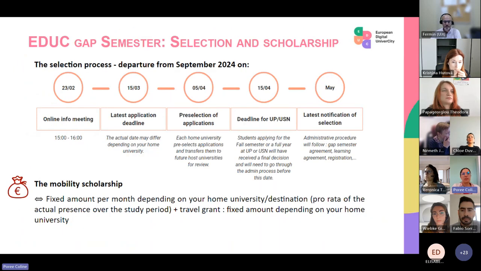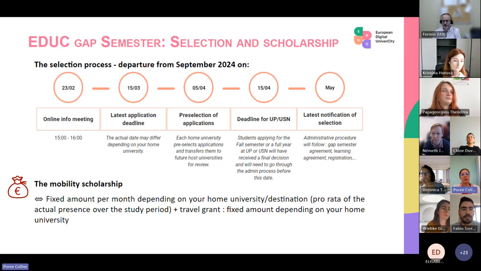Now, regarding the process and the dates, the timeline of the application. So today is the 23rd of February and we have this info meeting and the application deadlines are mostly until the 15th of March. So you still have 3 weeks or so until the application deadline, which leaves you a bit of time to do your application. And then after that, we'll go through all the applications locally and we will pre-select applications and send these pre-selected applications to our partner universities so that they can look through them and make the final decisions.